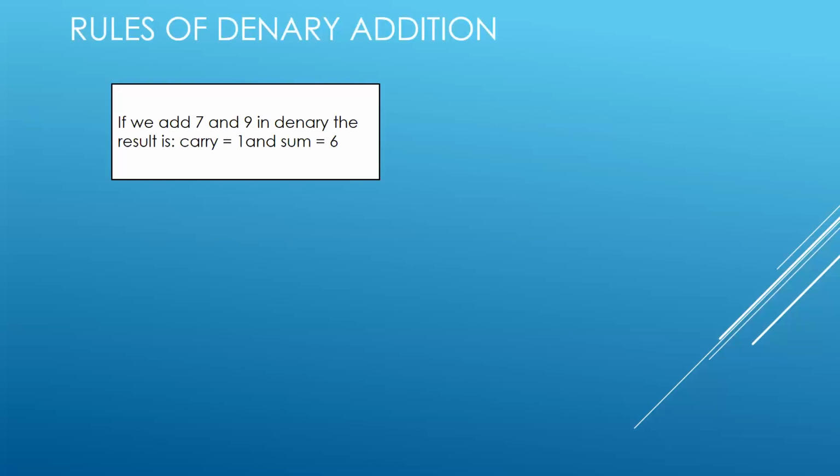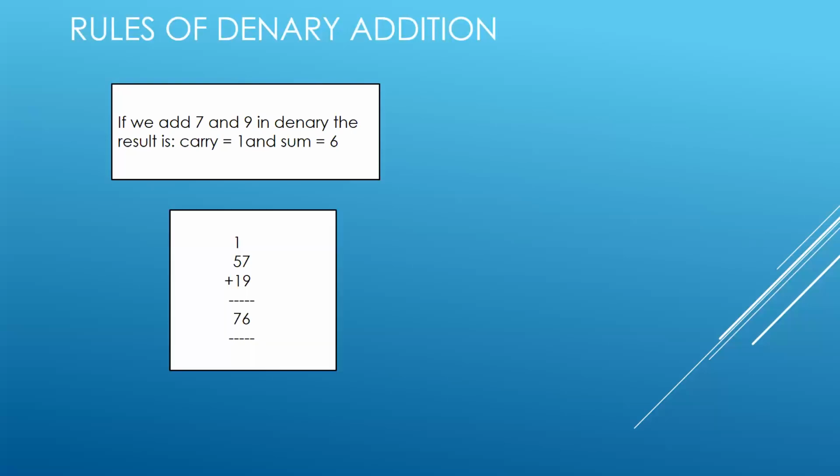Now, an example: if, for example, you are asked to add 7 and 9, these are the two numbers, and you are asked to add them. So definitely, what will be the result? 9 plus 7, 16, correct. What you do is normally you write down 6 below. As you can see, 57 and 19.